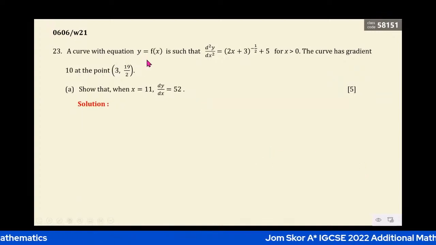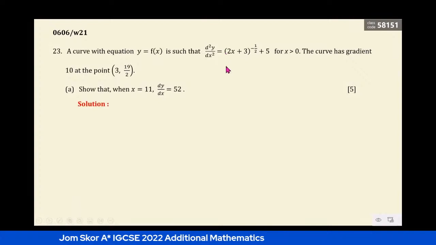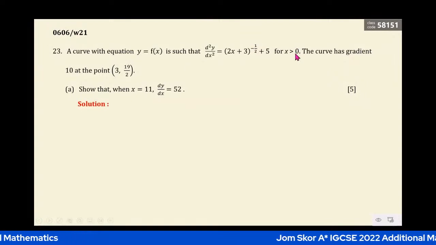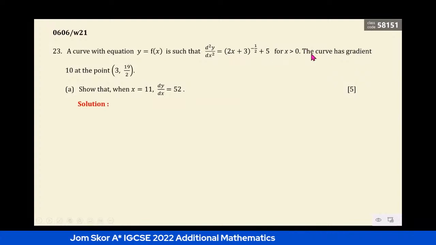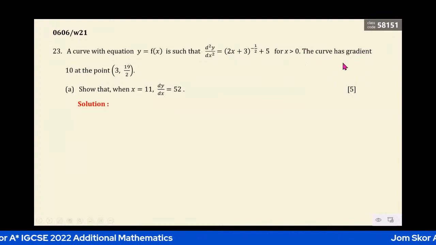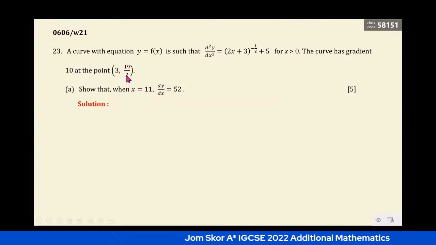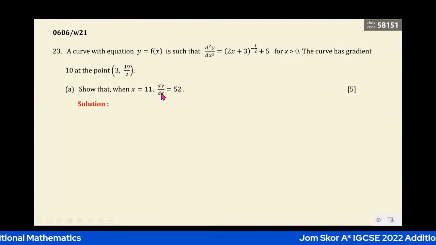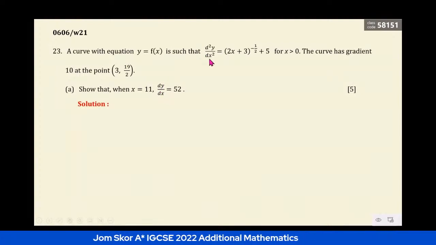A curve with equation y is equal to f(x) such that d squared y over dx squared is given, for x greater than 0. So the second derivative is given. And the next info is the curve has gradient 10 at the point (3, 19 over 2). So show that when x is 11, dy/dx is 52. To show this, you have to find dy/dx from d squared y over dx squared.